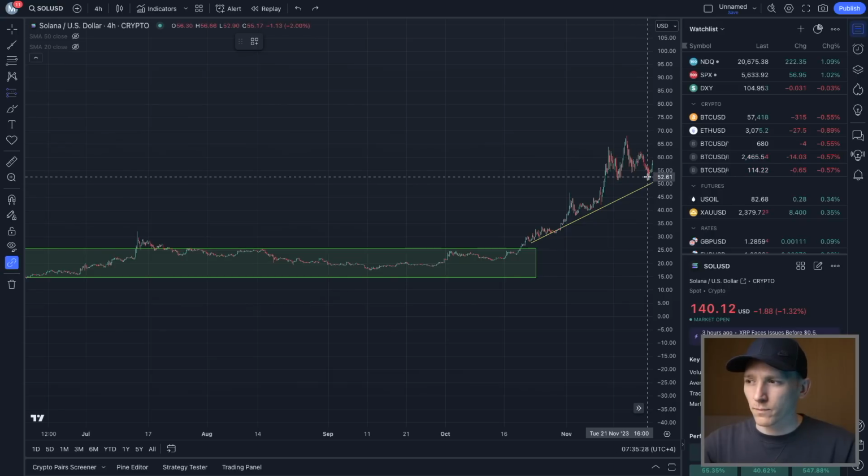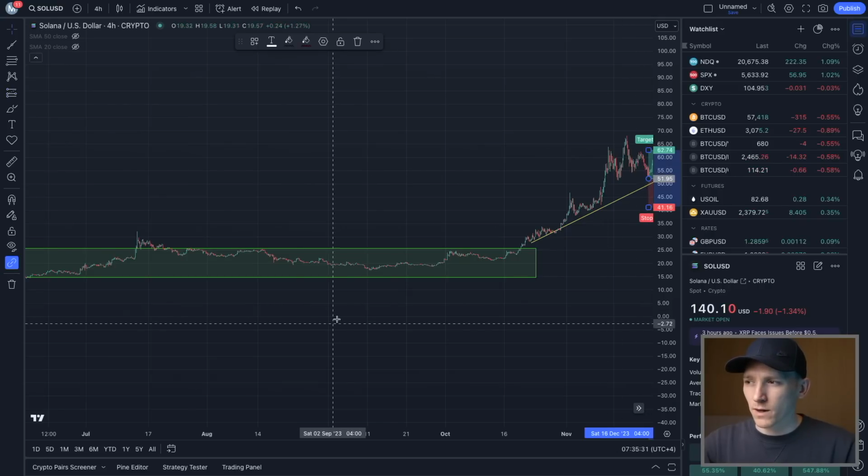But we can enter a sample long position here. So we'll enter a long position when we come into this trend.